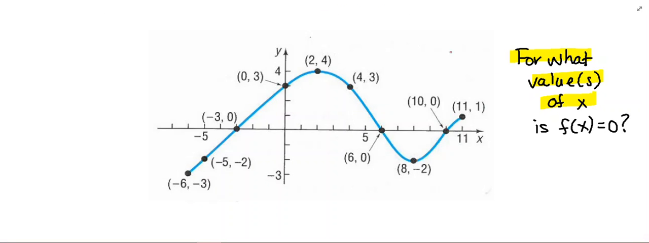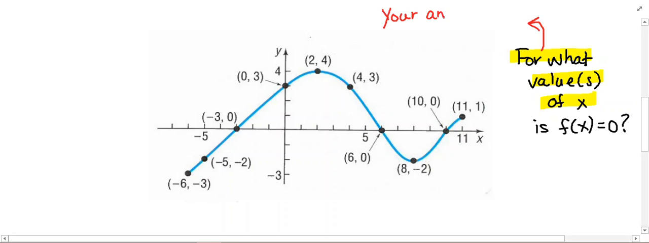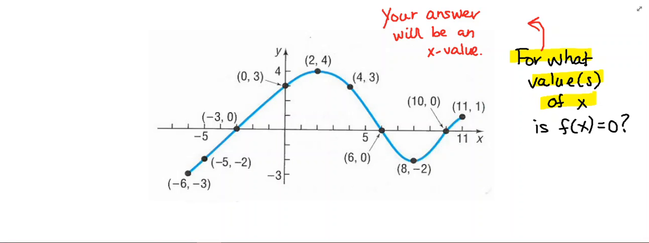when you read it. For what values of x? As soon as you read that, you can decipher that your answer will be an x value. Your answer has to be an x value. It could be one x value, it could be more than one, maybe no x value works, but whatever you write down, you have to be talking about an x value. So what does this x value have to do? Well, we're looking for the x values where f of x is equal to 0.